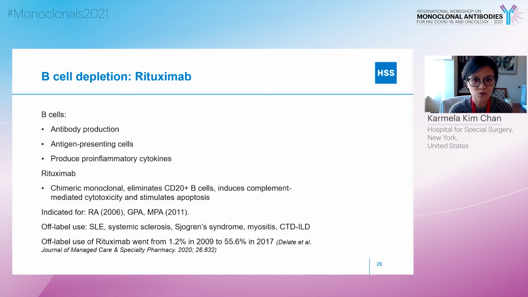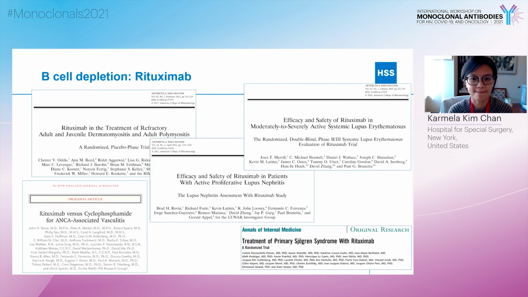In rheumatology, rituximab is only FDA approved for use in rheumatoid arthritis and in the ANCA-associated vasculitides, but it is commonly used off-label in many other conditions. One healthcare utilization study out of Kaiser Permanente in Colorado showed that off-label use of rituximab went from 1.2% in 2009 to 55.6% in 2017. These are just some examples of randomized controlled trials using rituximab in various rheumatic conditions. This is just a fraction of the voluminous literature on using rituximab off-label.